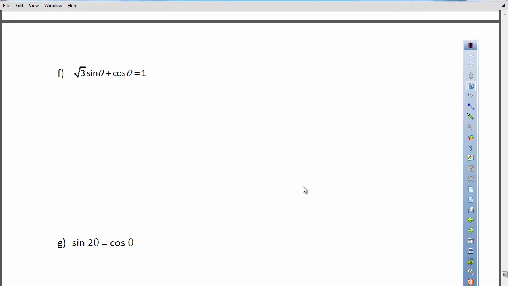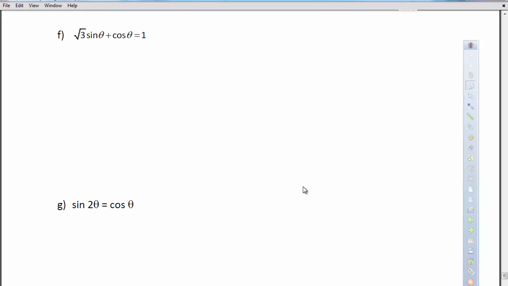All right. Now F might be a little tricky. We've got sine and cosine. We don't have an easy way to convert between sine and cosine. And that root 3 is not terrible, but not what we want.